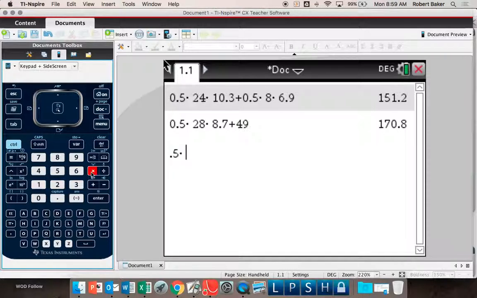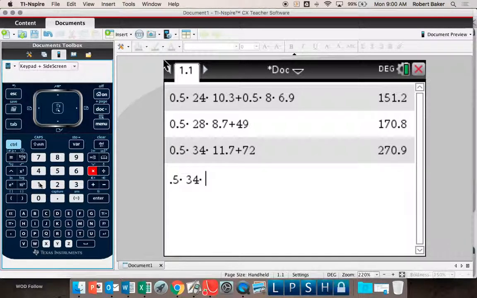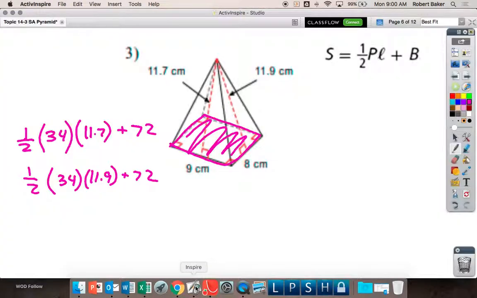1/2 times 34 times 11.7 plus 72, that's the first one, or 1/2 times 34 times the other slanted height. So what are we supposed to do? I feel like one of those is not correct. Tis confusion.